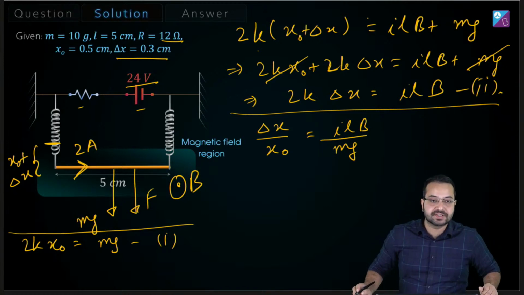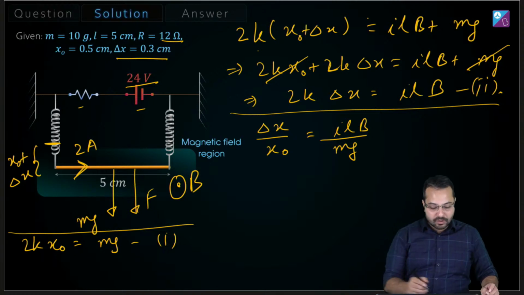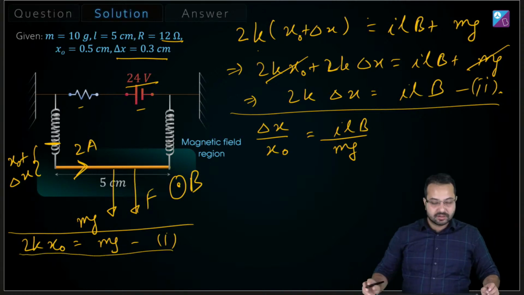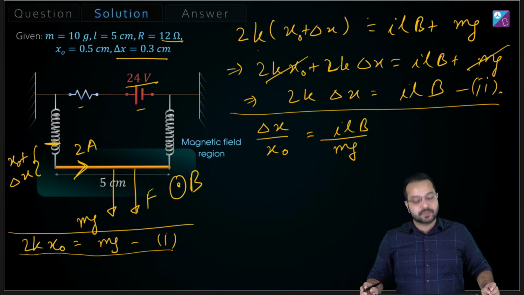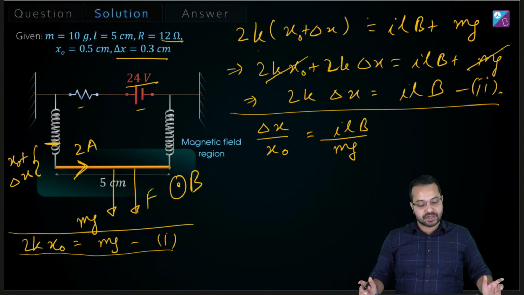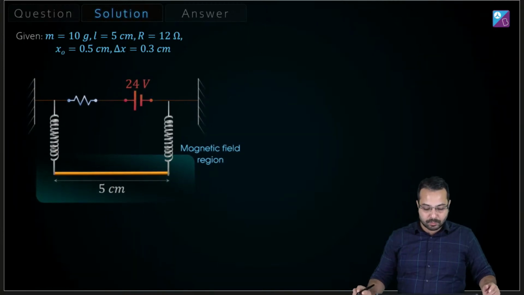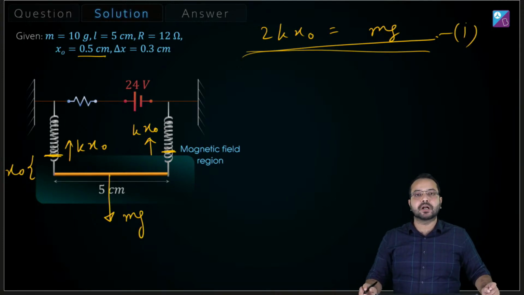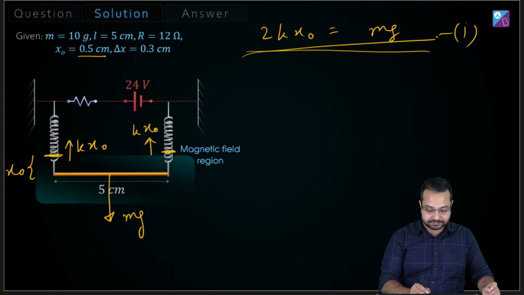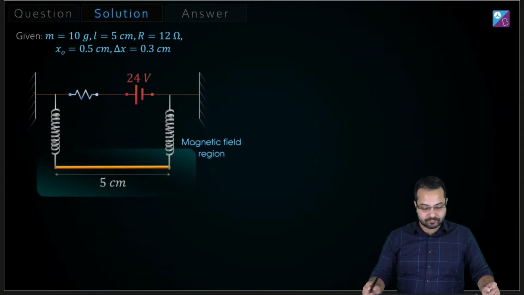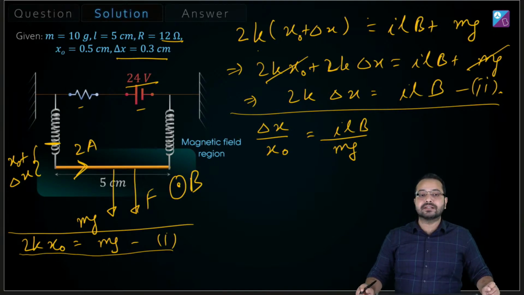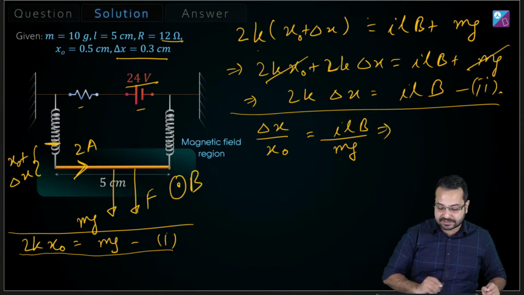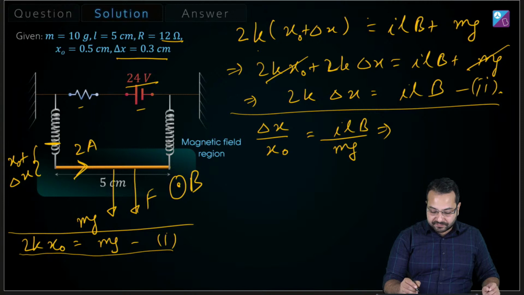Okay, so Mahesh is asking, sir, how it's cancelled out. From the first equation, Mahesh, just check the first equilibrium condition, 2kx naught is equal to mg. Let me go back and show it to you. The first equilibrium condition, we had calculated that. So that is equation 1, equation 2 we have figured out, and then we divide both the equations and we get this.